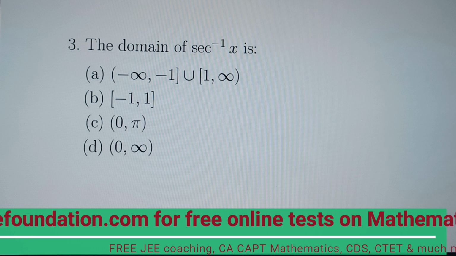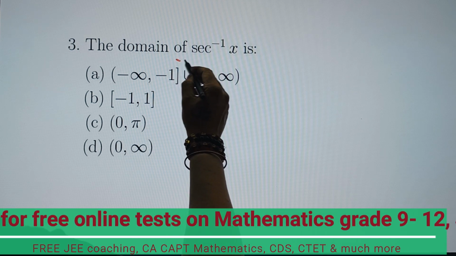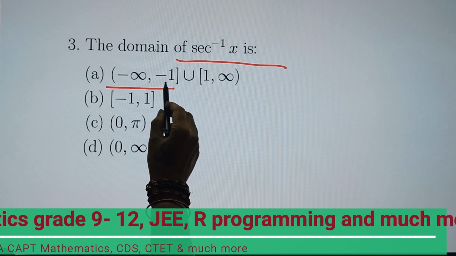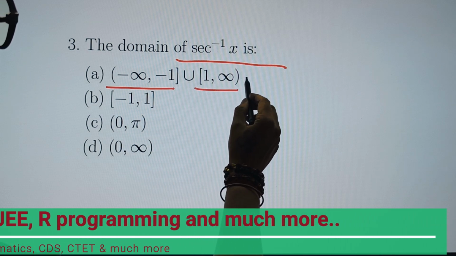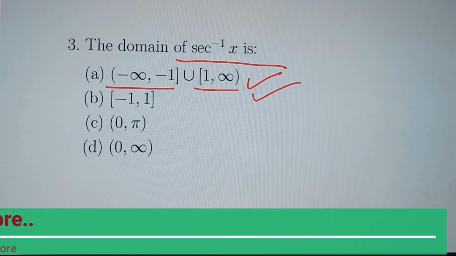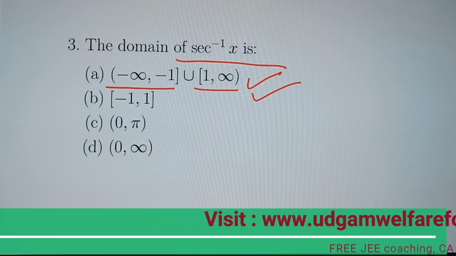So students, as we know, the domain of sec inverse x is nothing but minus infinity to minus 1 union 1 to infinity. So this is very important. You have to memorize these identities, these properties of inverse trigo. Now let's move towards our next question.